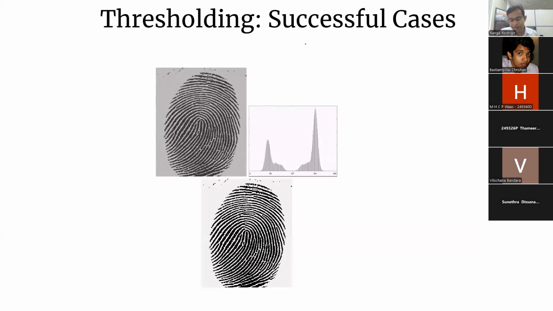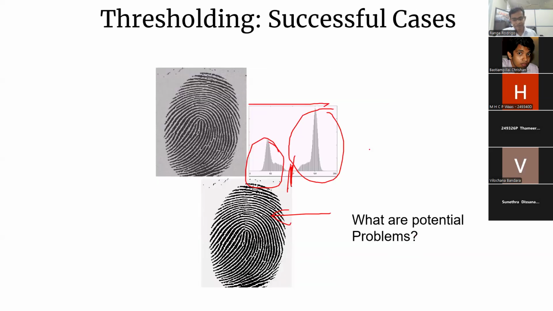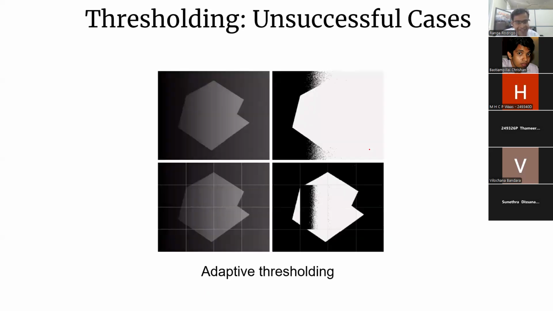It's good for fingerprint segmentation. You can see the areas where these lines are have been nicely segmented because it's a bimodal histogram, the black area and the white area. So what are the potential problems? So many segments, right? And the noise is also coming up. That's a problem with this. Thresholding, although we think it is easy, is not always successful.